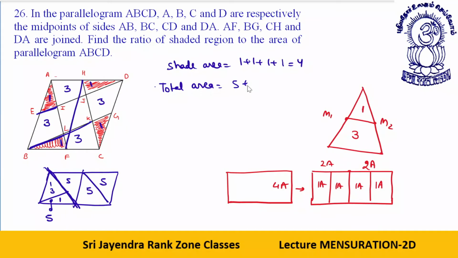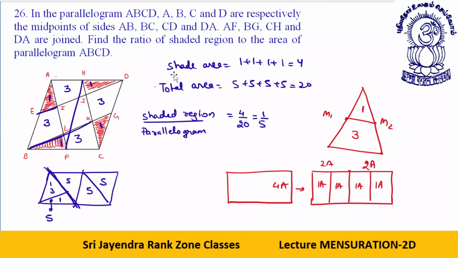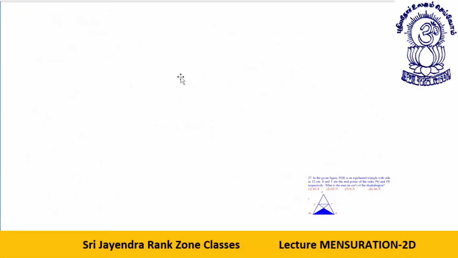Okay, area of shaded region to the area of parallelogram. So shaded region divided by parallelogram is 4 by 20 or 1 by 5. I hope it makes sense and it's clear to all of you. Fine. You can have a look over it before I move to the next one. Yeah, let's take the next one.